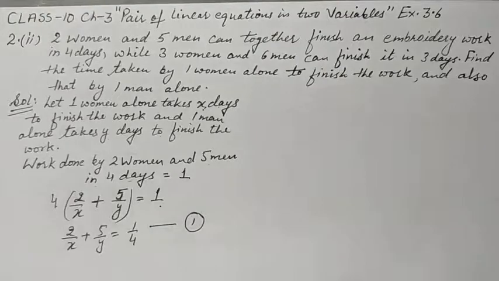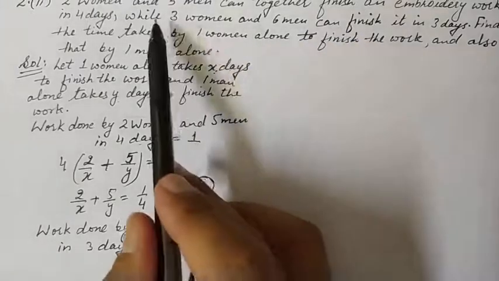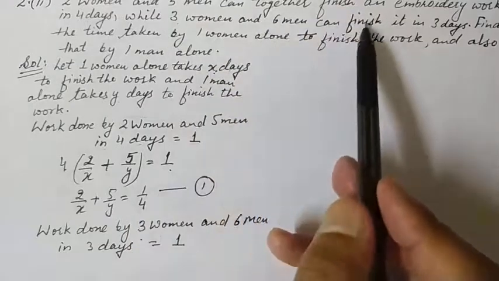So similarly we will do for the second case. Work done by 3 women and 6 men in 3 days is one work. It is written in the second case, 3 women and 6 men can finish it in 3 days.